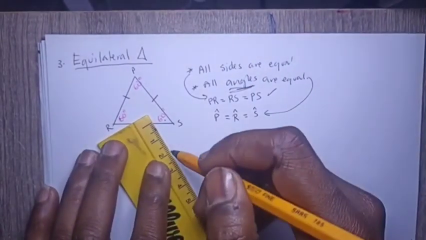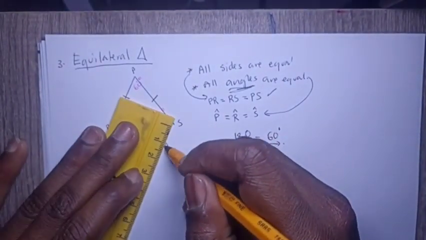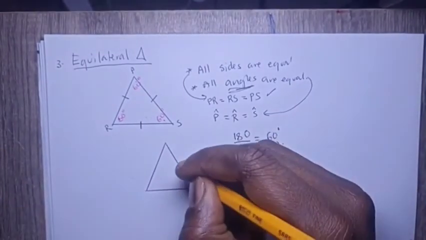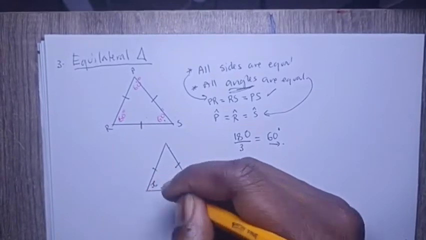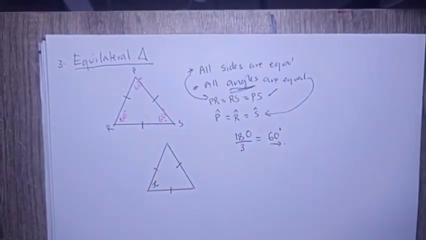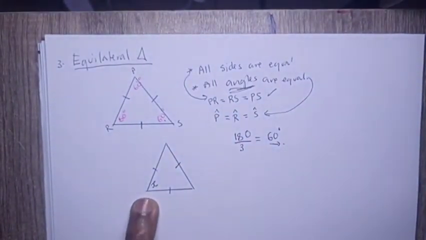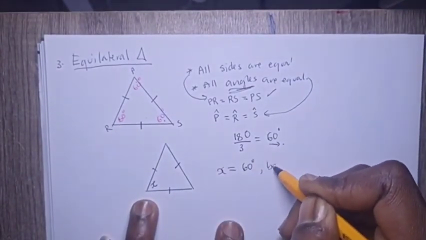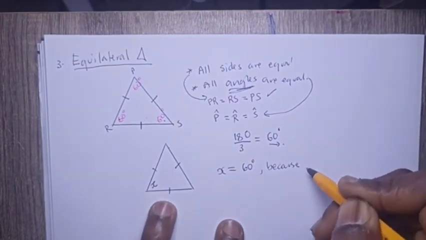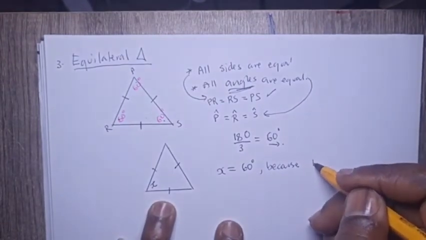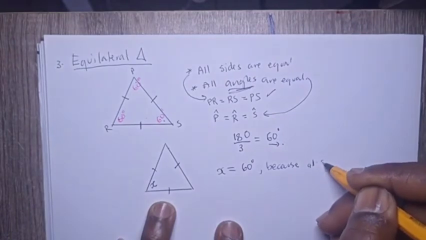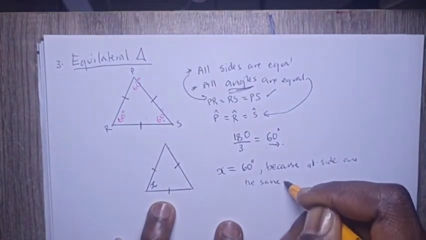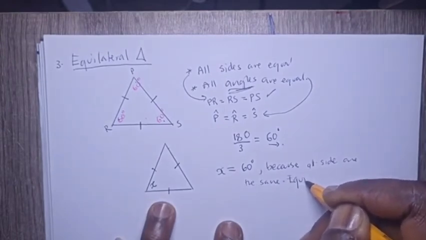If you get a question like this, they're going to ask you to name the type of triangle and give a reason. They give you this and they say find the value of x. Without any calculation, what are you going to do? The value of x equals how much? 60, because all sides are the same. They told you that all the sides are the same, therefore it's an equilateral triangle.